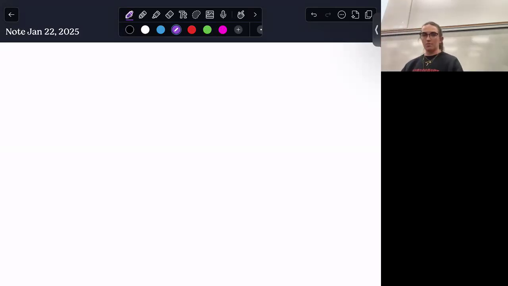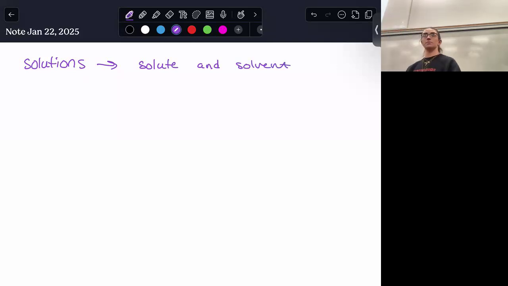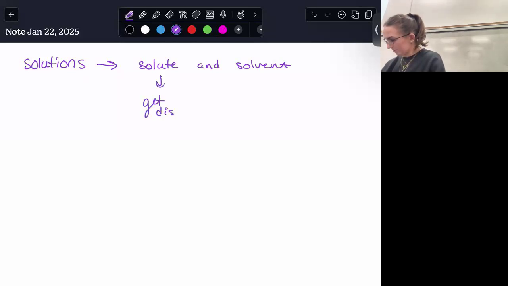Right, so what we were learning is all about solutions. When we talk about solutions, what are the two parts of a solution? Good, we have the solute and the solvent. The solute is what's going to get dissolved, and then the solvent does the dissolving.